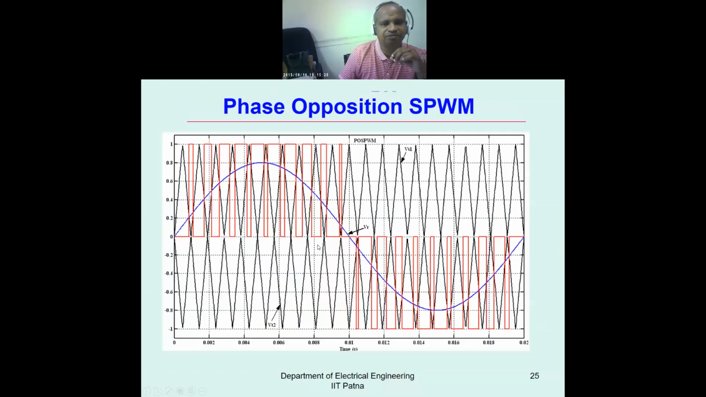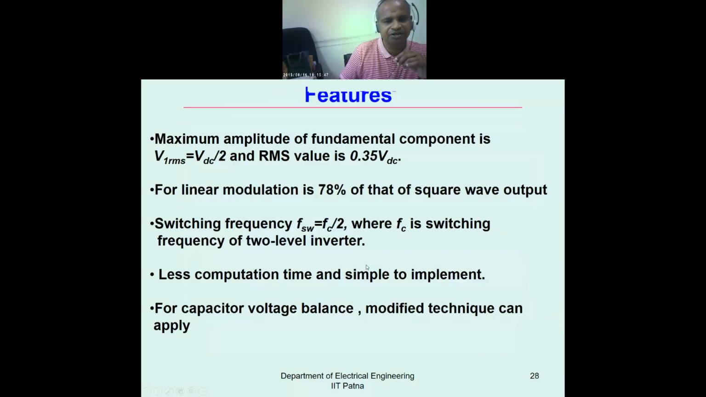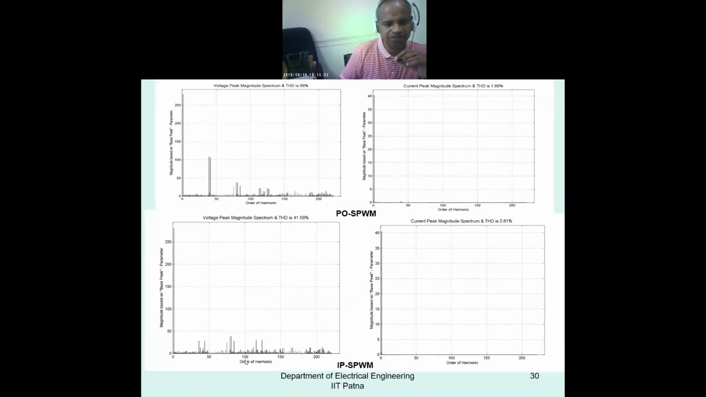And this way phase opposition also works. In phase opposition, the difference is that this carrier wave and this carrier wave are opposite in phase. So this is called phase opposition. This is the hardware result that we did. And these are the total harmonic distortion, THD, of voltage and current.